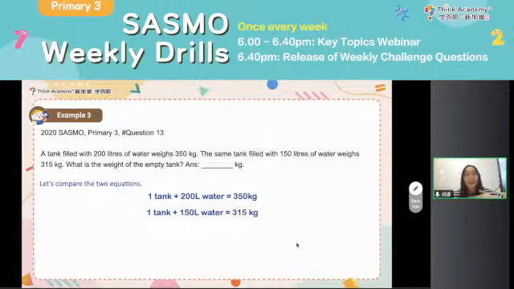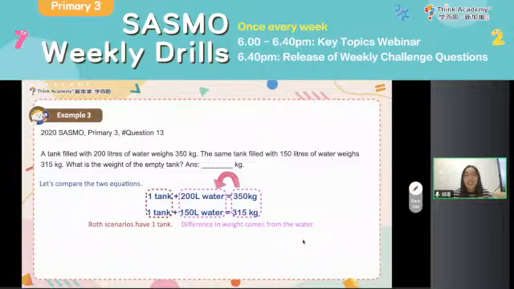Then let's compare the two equations. Can you find something in common? What is the common part? Good job. So you will see that for both scenarios, there is always 1 tank, right? And what is the difference? How come there is 1 tank here, 1 tank here, but you have different answers? Why? Correct. Because there is a different amount of water, right? So the difference in weight comes from the water.